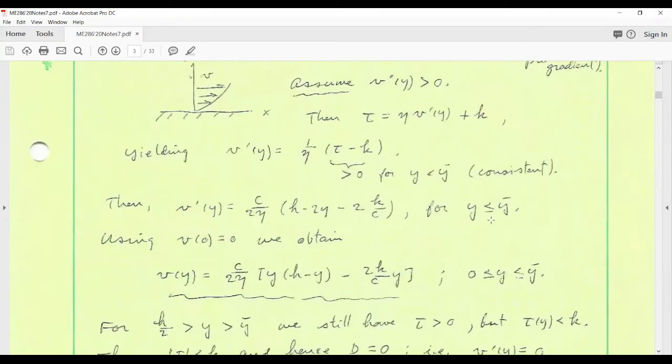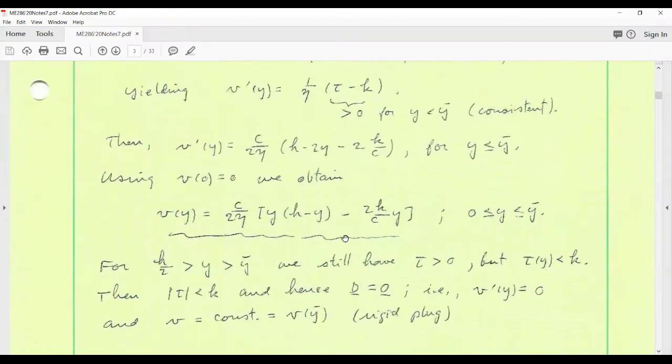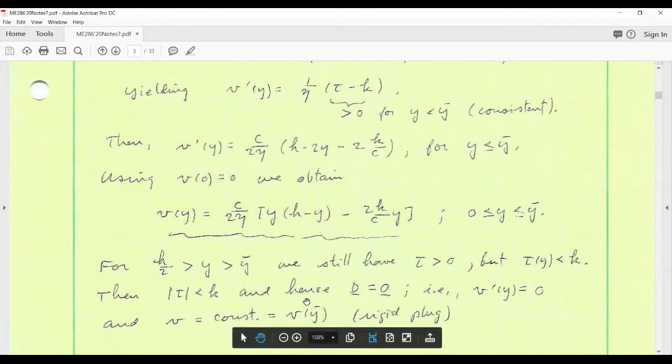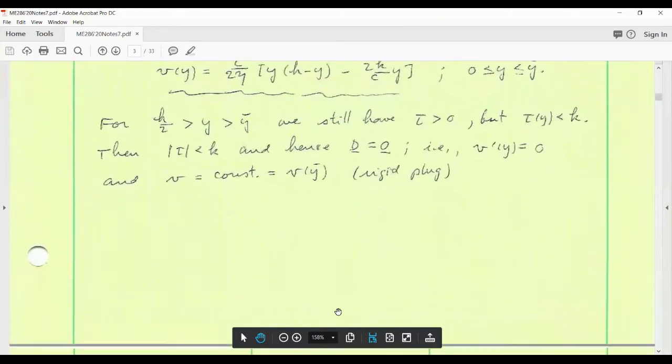So for y between y bar and h over 2, tau is positive, but less than the amount required to produce yield. So in particular, the absolute value is less than k, and hence the motion in that particular region is rigid, d equals 0. And for this flow, that means dv dy is 0. So v is constant in that region, and hence just equal to the value of v at y bar. This v evaluated at y bar, okay? For y above y bar, it just stays stuck at that value, and you have what we call a rigid plug in the center.